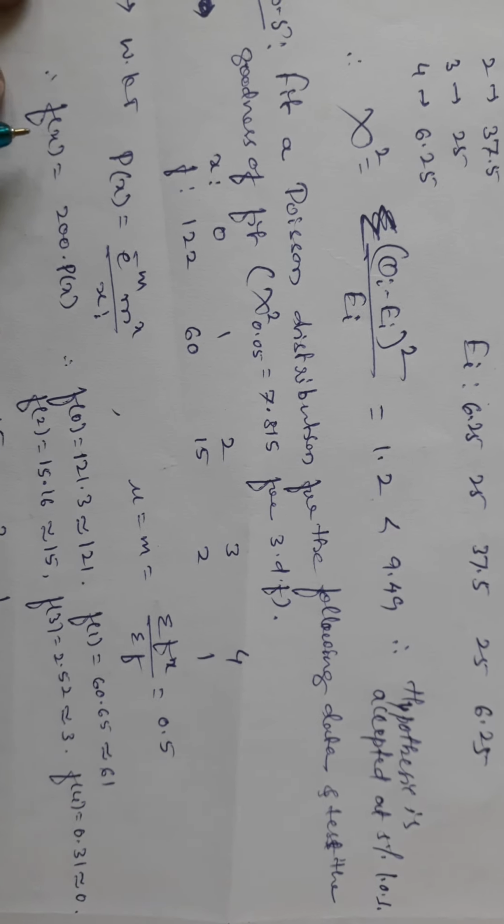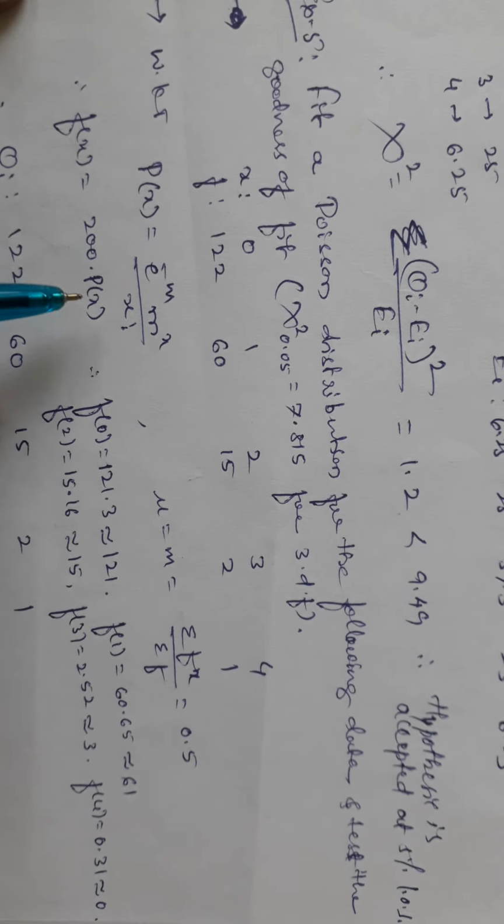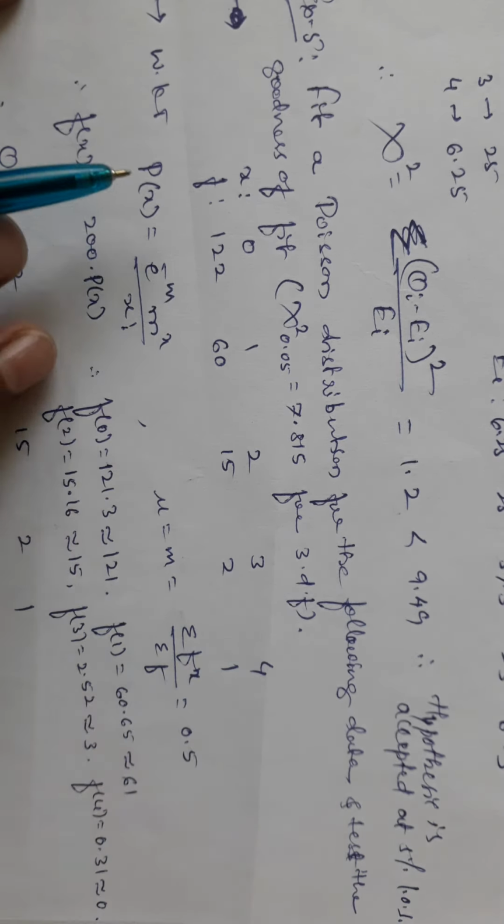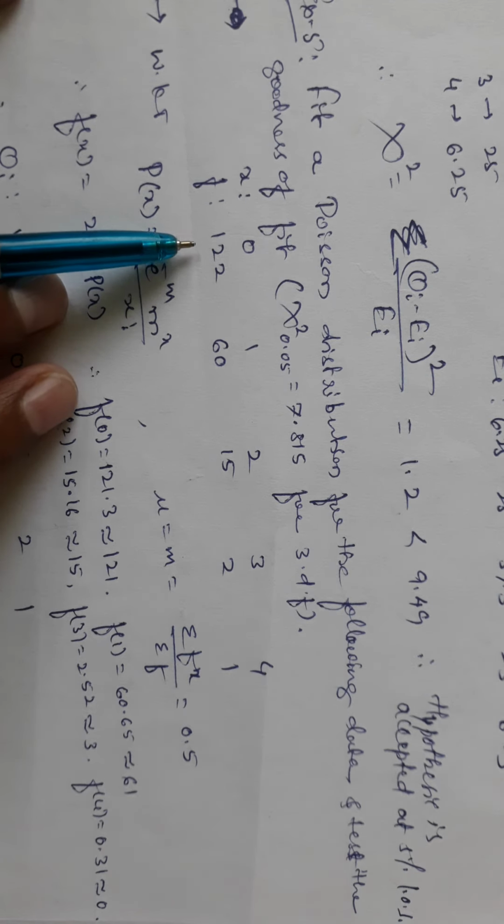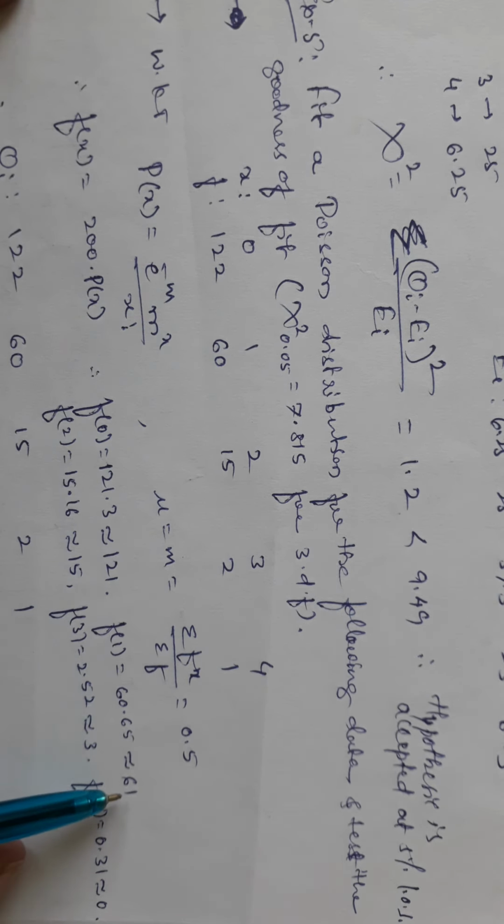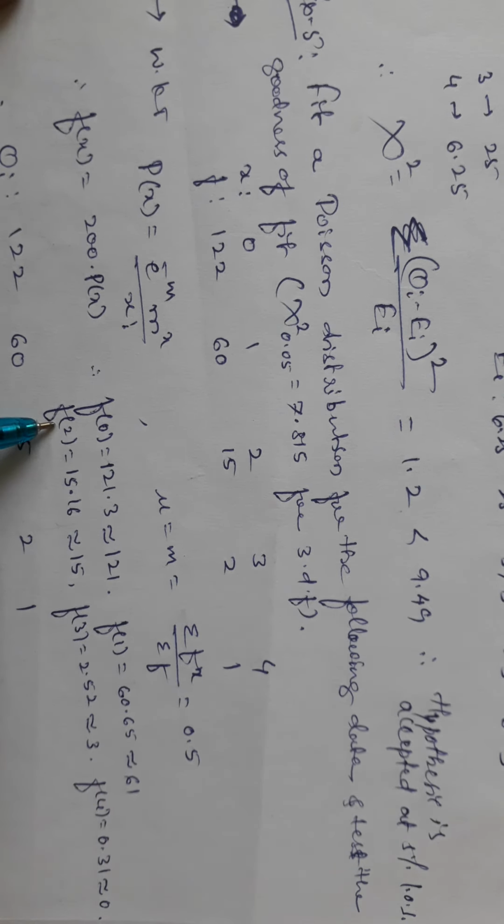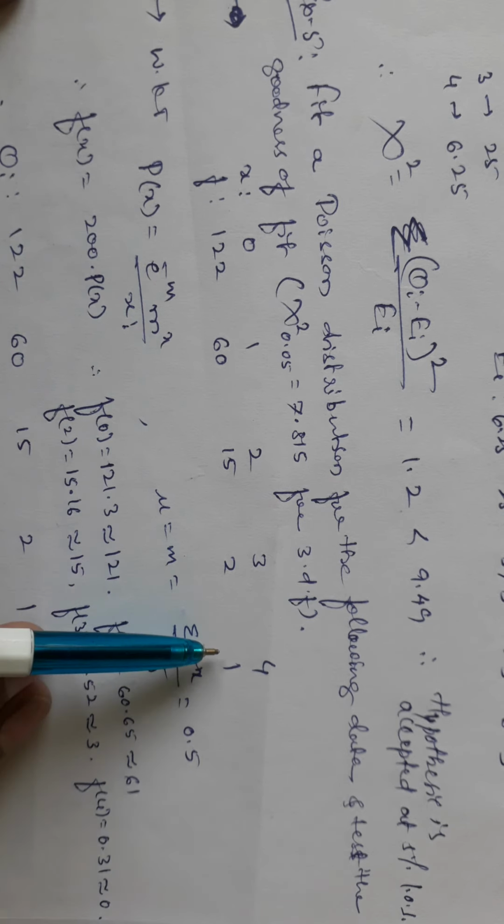Now, the expected value is 200 times p of x. Therefore, by varying these x values we have different expected values. By putting x equal to 0, our f of 0 is 121, that is the first expected value. By putting x equal to 1, we will get 61, that is the second expected value. We are taking approximate values. And by putting 2, we will get 15, by putting 3, we will get 3, and by putting 4, we will get 0. These are the expected values and given are our observed values.